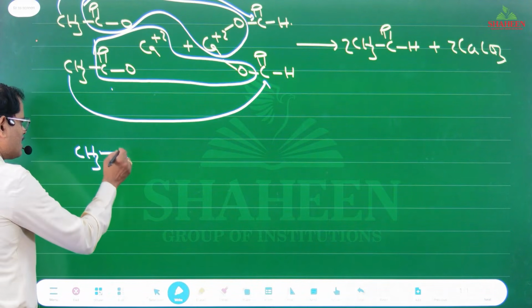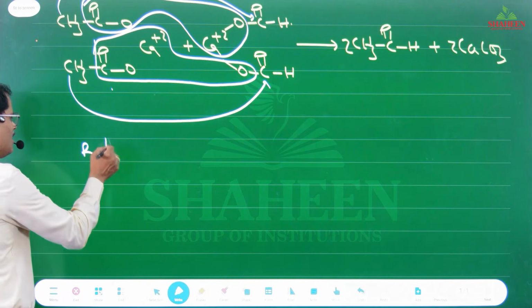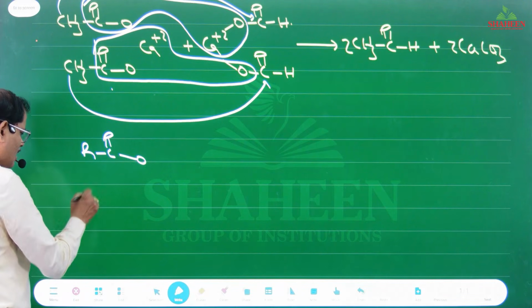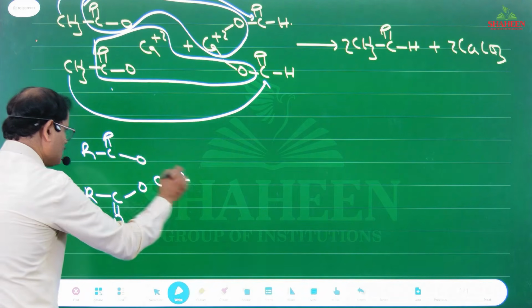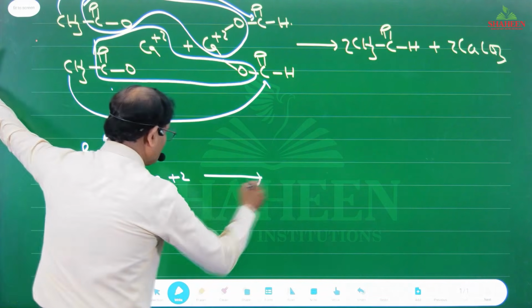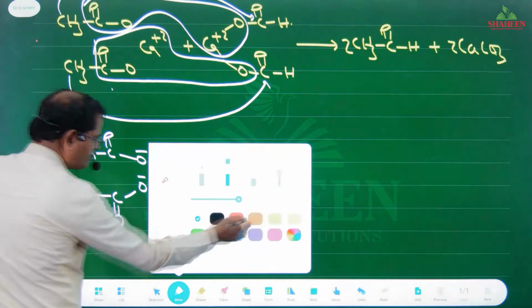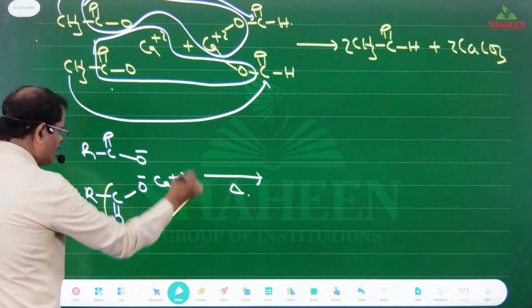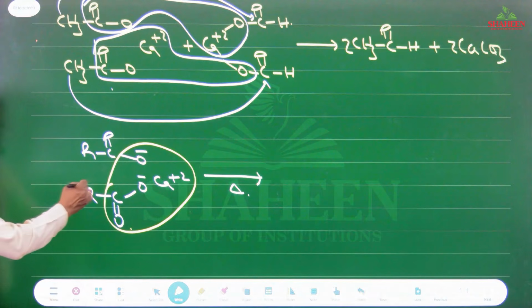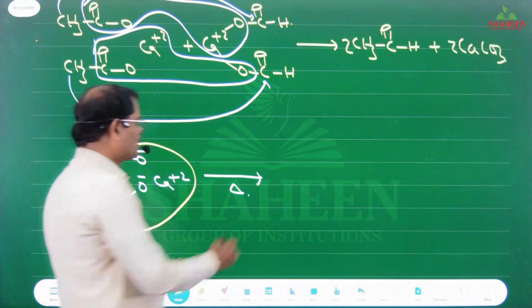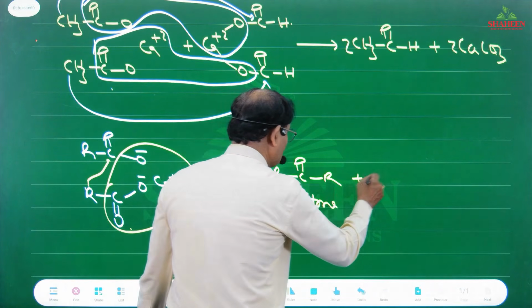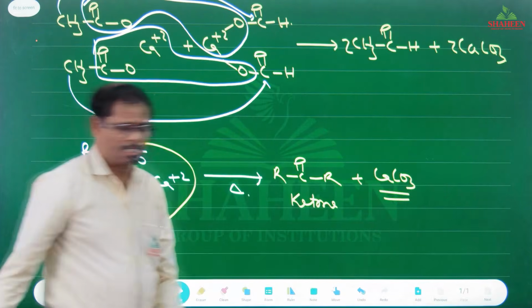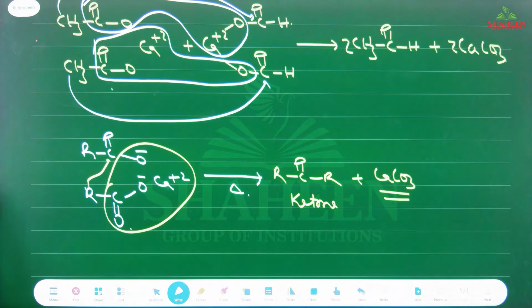Similarly, for any carboxylic acid salt, I am taking the general formula (RCOO)2Ca, and on heating, there is again removal of calcium carbonate. This alkyl group is shifted to the carbonyl carbon, producing a ketone. Here the ketone is the product along with calcium carbonate. In this way, we can go for the preparation of carbonyl compounds by different methods.